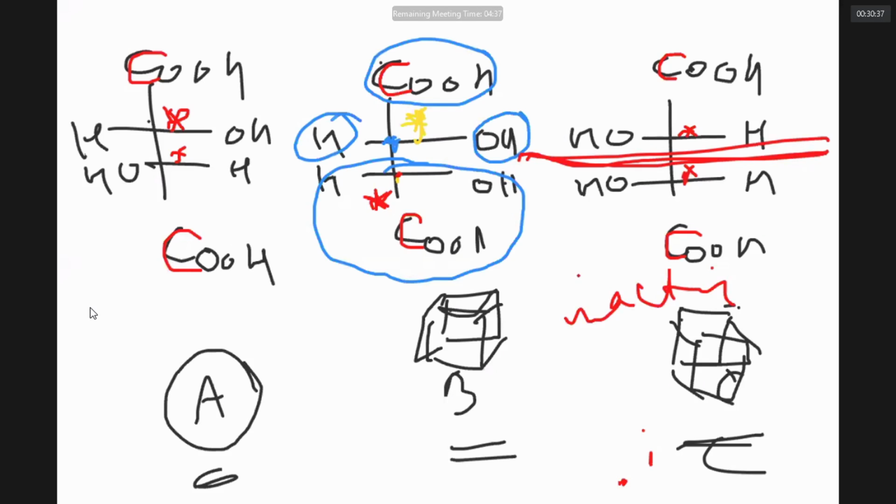This molecule does not have a plane of symmetry. It cannot be cut into two equal parts. So it is optically active, available in D and L forms. Though this has two chiral carbons, because it has a plane of symmetry, it is optically inactive.